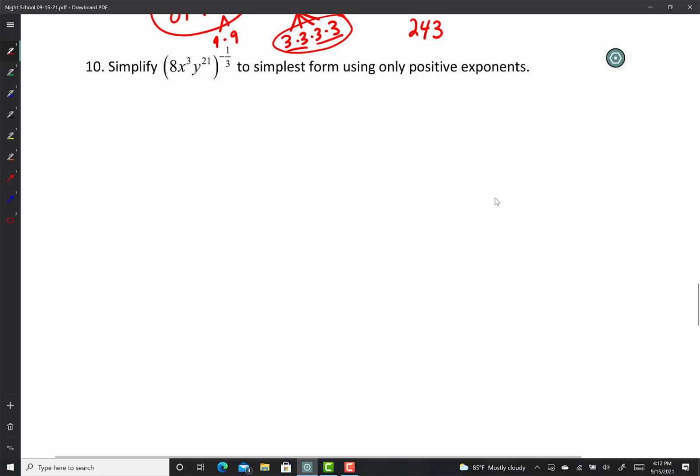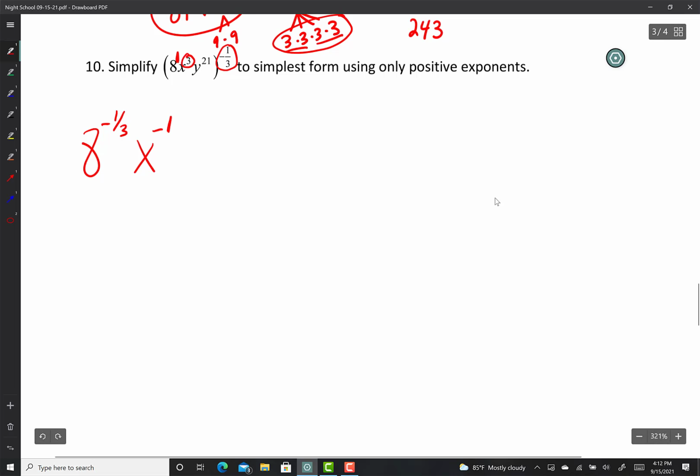All right, so here we go. So simplify all this stuff. I think the easiest way for you guys is to go ahead and use your law of exponents immediately. So apply this negative 1/3 to all of them. Remember that 8 is like 8 to the power 1. So I'm going to go 8 to the power negative 1/3, x to the power, what is 3 times negative 1/3?